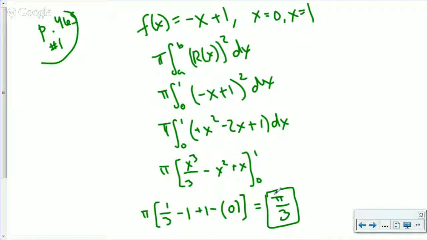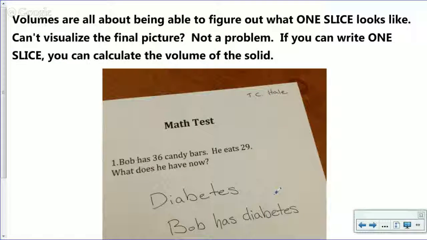Okay, that is it for this lesson. Tomorrow we're going to look at the washer method.